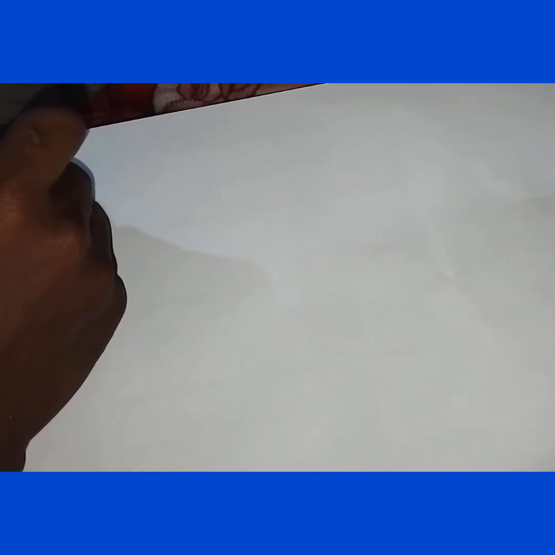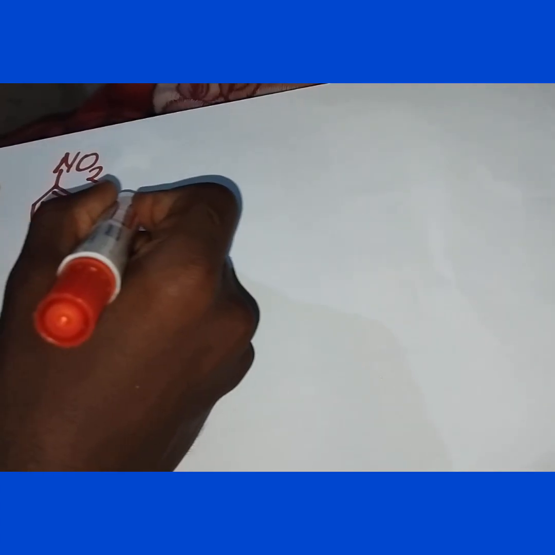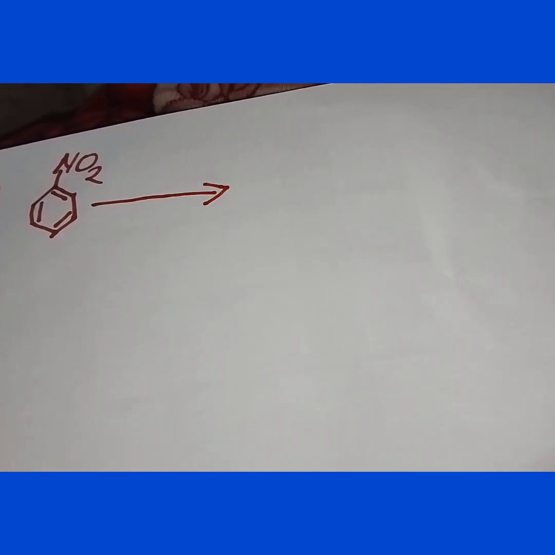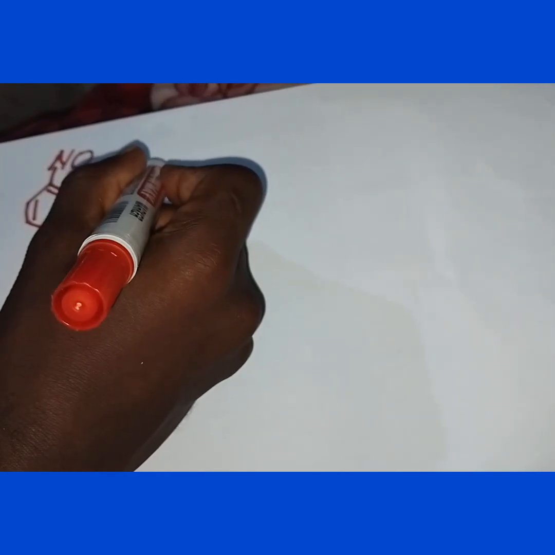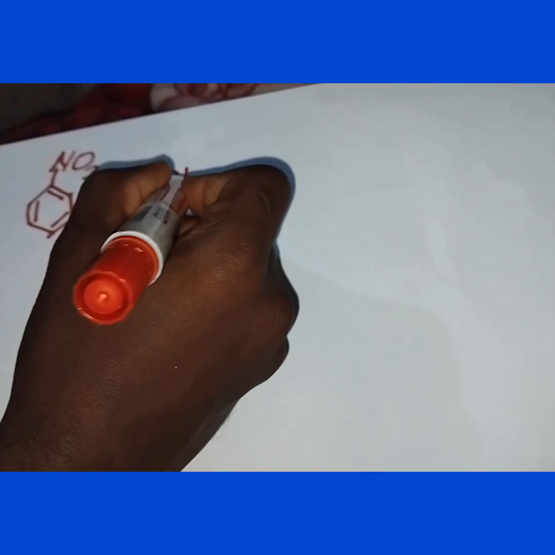Now let's prepare aniline from nitrobenzene. This is nitrobenzene. We are now showing some conditions in order to get aniline. We must have different conditions. The first condition is the presence of hydrogen gas and a palladium catalyst. Palladium is a catalyst.